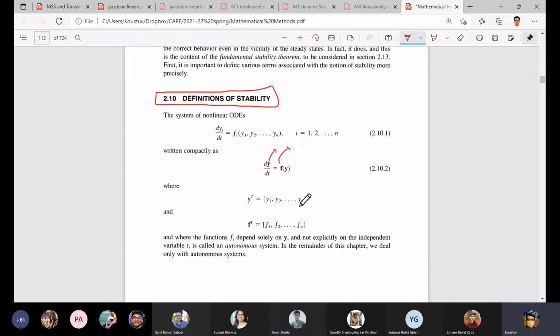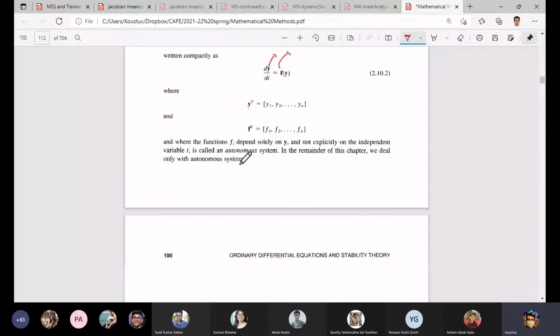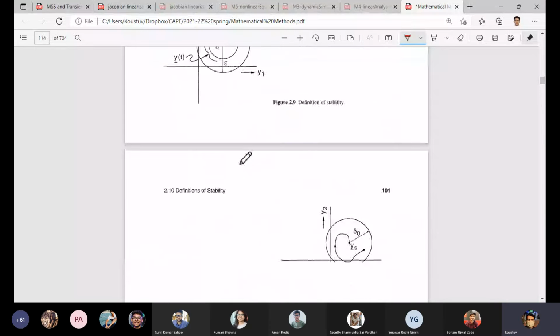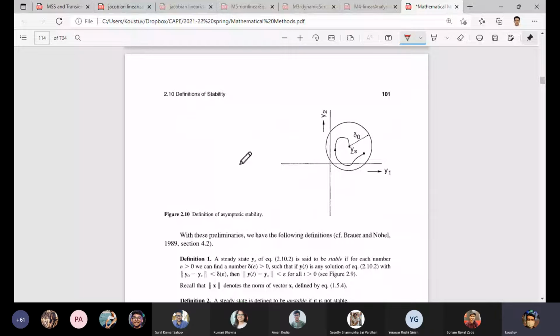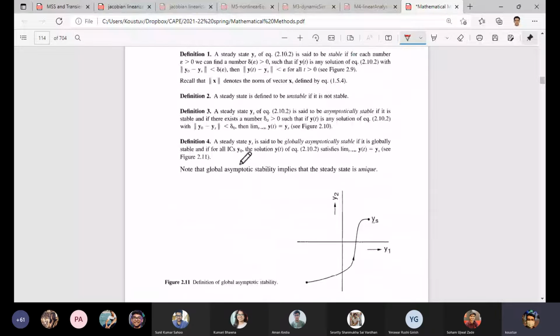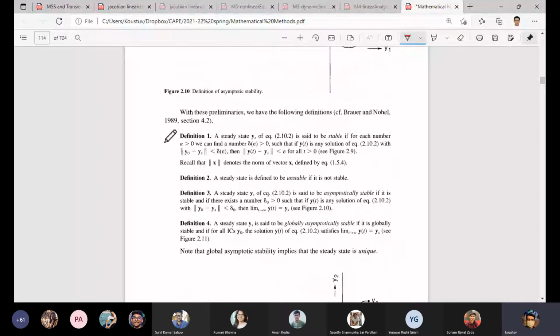So the definition of stability in this particular section 2.10 is a little bit advanced, but it gives you an idea about the different terms called asymptotically stable, globally asymptotically stable, or unstable. These are different definitions which we get from these four different points. This is some reference reading or additional reading.